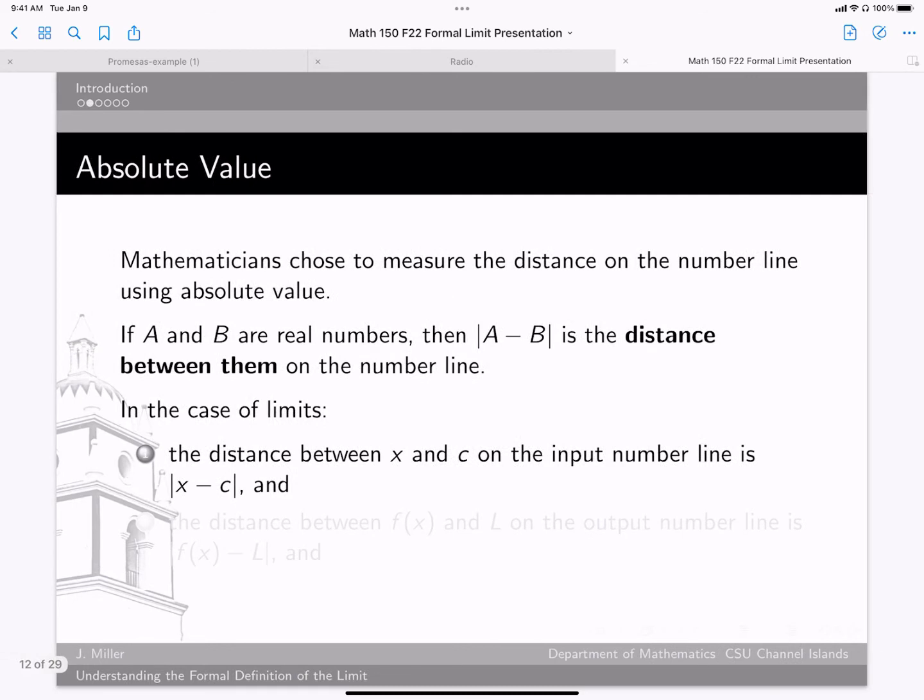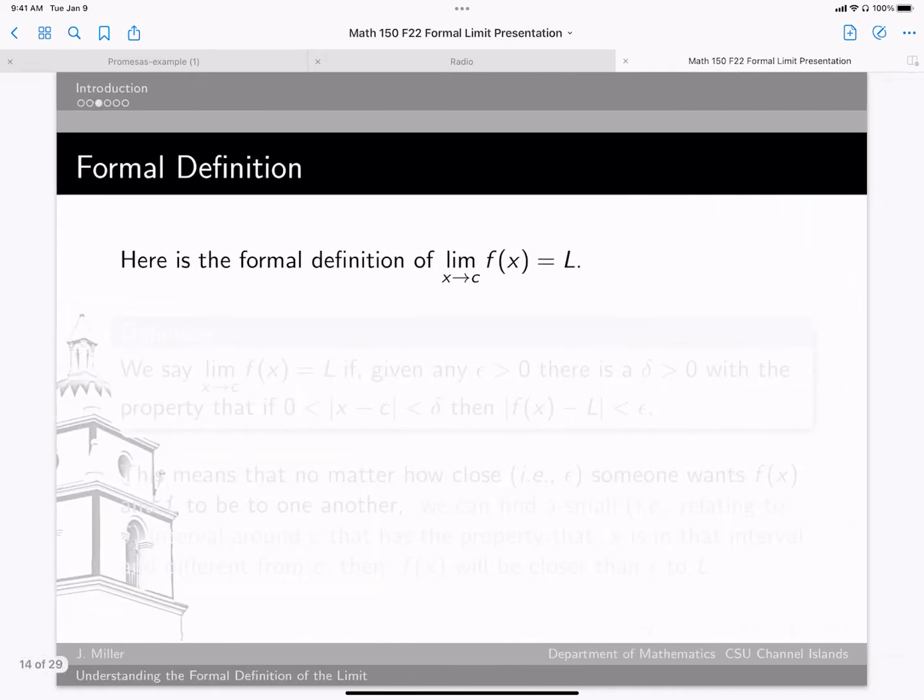In the case of limits, the distance between the input x and the input number c on the input number line is the absolute value of x minus c, and the distance between f of x and L on the output number line is the absolute value of f of x minus L. So we'll see those two absolute value expressions appearing in the formal definition of limit, which is what we're going to see right now.